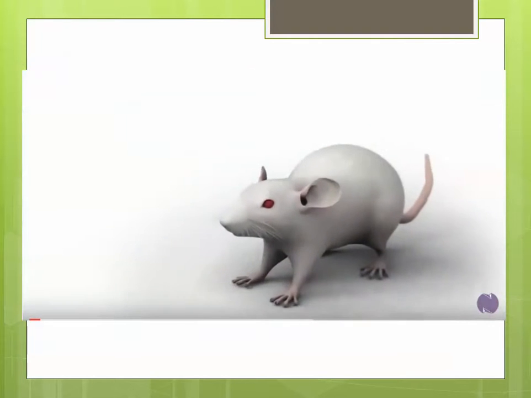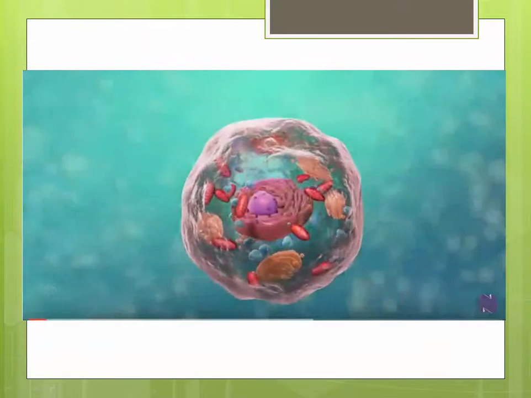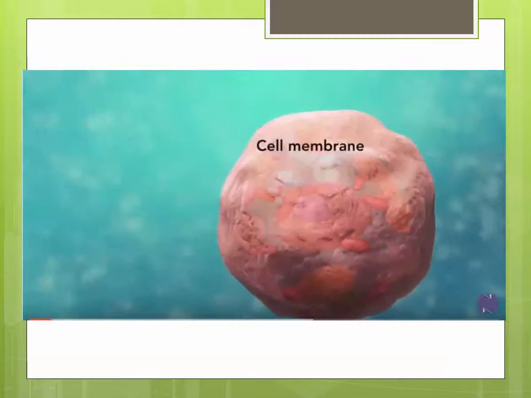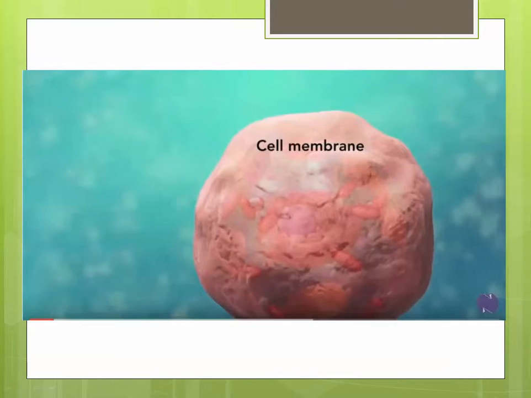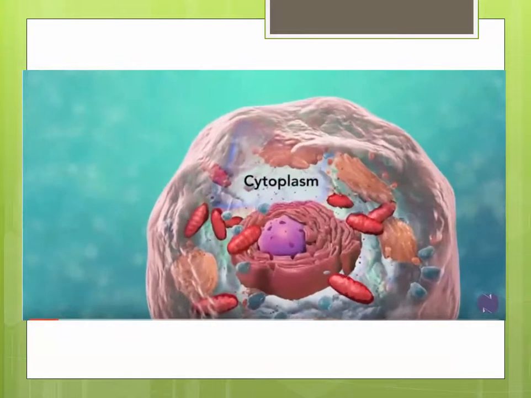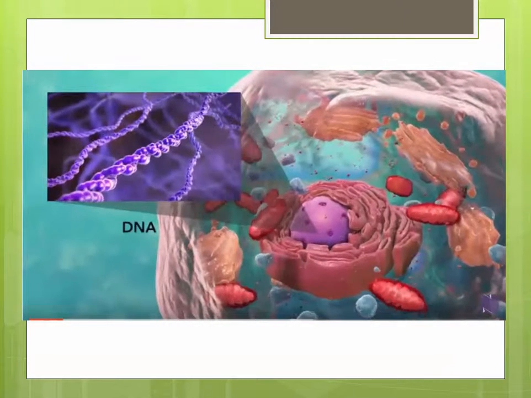Cells are the smallest living units of an organism. All cells have three things in common, no matter what type of cell they are. All cells have a cell membrane, which separates the inside of the cell from its environment, cytoplasm, which is a jelly-like fluid, and DNA, which is the cell's genetic material.